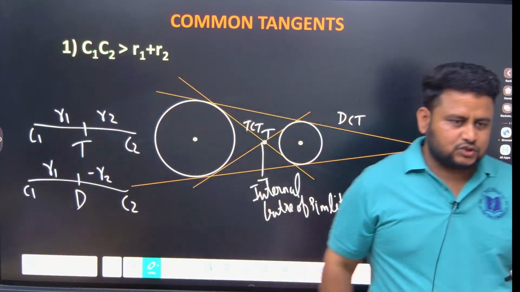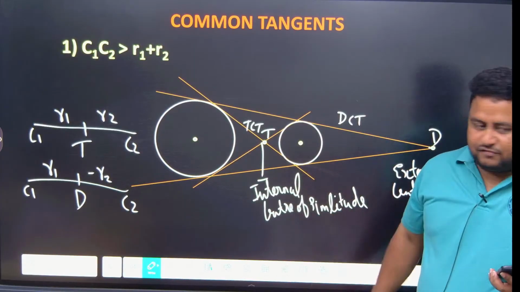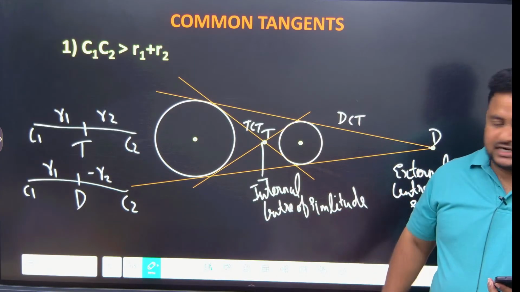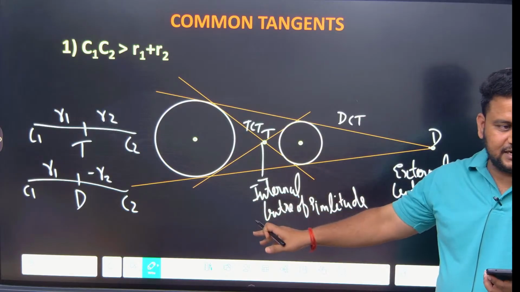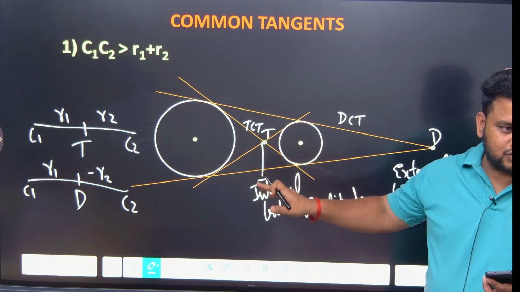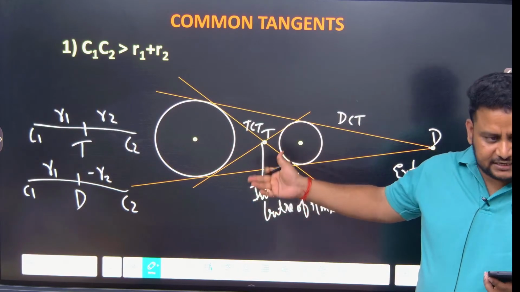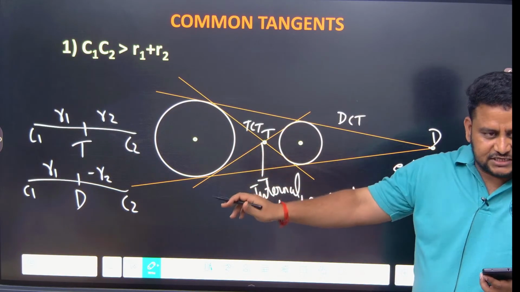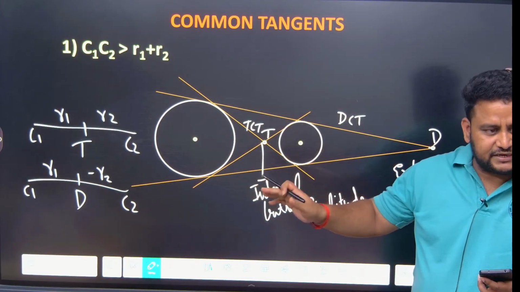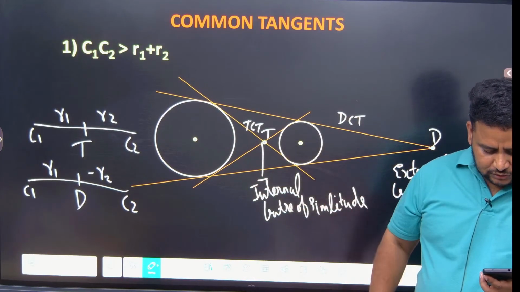Understood this one? So if they ask you to find the external center of similitude, what should you do? Take C1, C2 and use the section formula, with ratio R1 is to minus R2. If they ask for the transverse point, or internal center of similitude, C1, C2 will divide in the ratio R1 is to R2.